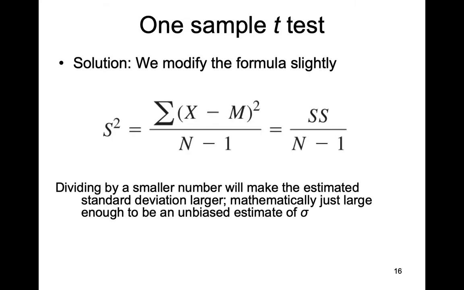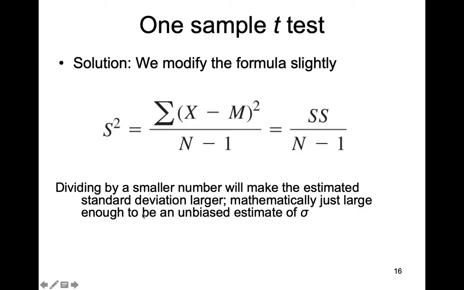So what do we do? All we have to do is modify our formula slightly. Okay, so instead of dividing by n, we just divide by n minus 1, and that's it. It's the exact same formula, it's just modified by using n minus 1 instead of n.